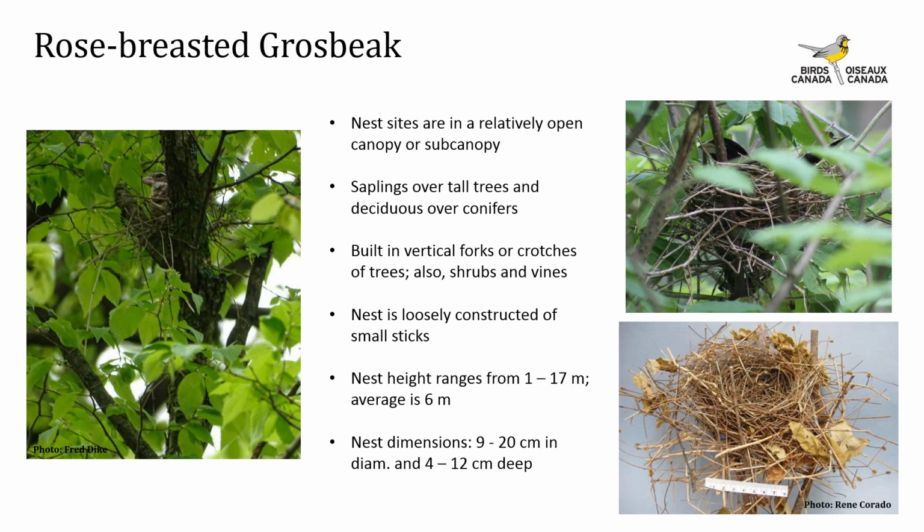The nest is a very loose, open cup constructed of coarse sticks and twigs, and it's lined with decayed leaves, rootlets, and hairs. It's so loosely constructed that you can sometimes see the eggs from underneath the nest. Although it appears flimsy, the forked twigs and sticks actually give the nest some of its strength. So the nest height ranges anywhere from 1 to 17 meters, but averages around 6 meters. The nest dimension ranges from 9 to 20 centimeters in diameter and 4 to 12 centimeters deep.